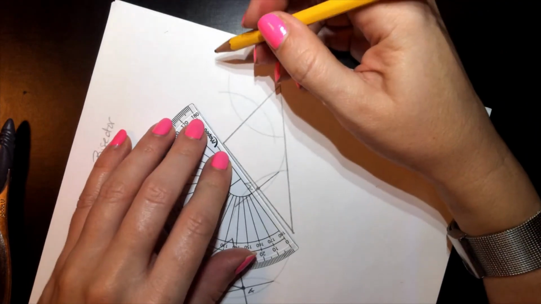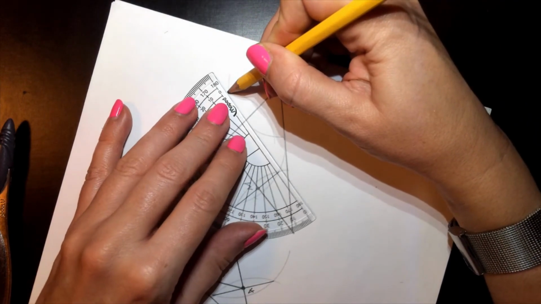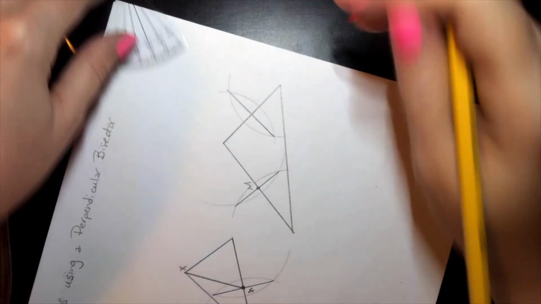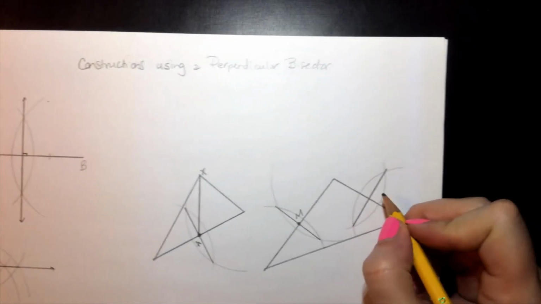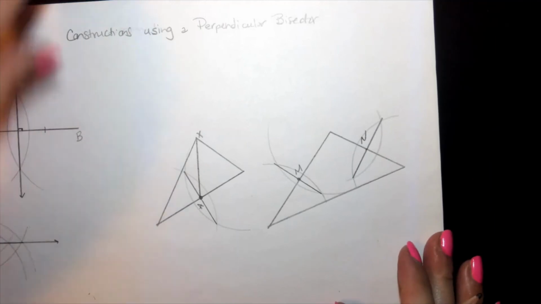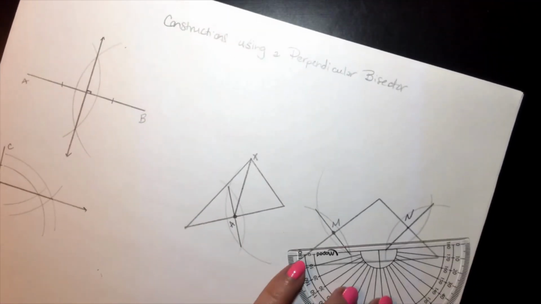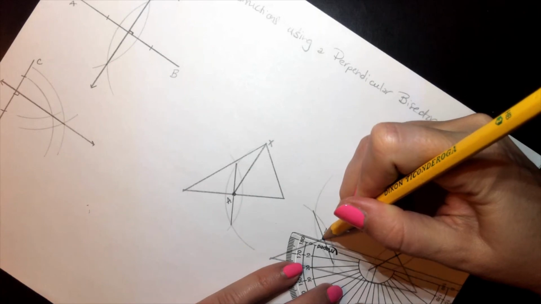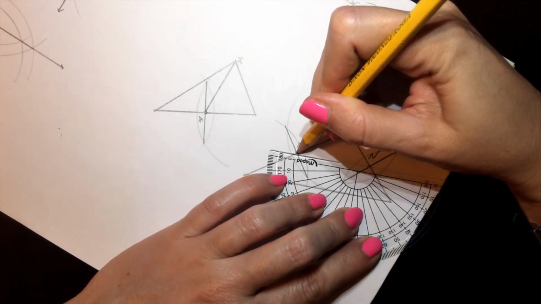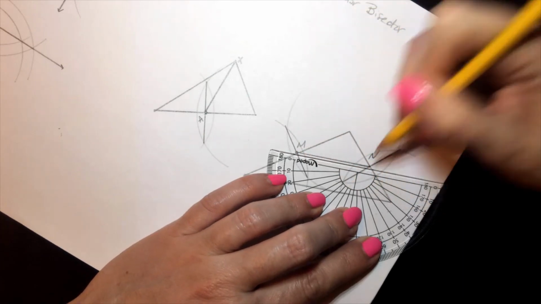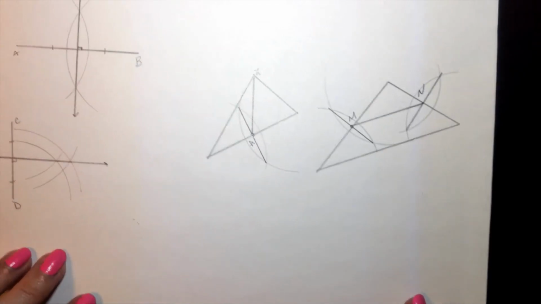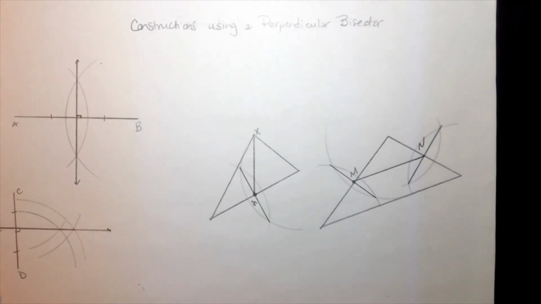So now I can connect those to find the midpoint of the side. I'm going to label that midpoint N. Now that I have two midpoints, I can connect them to make the midsegment of the triangle. So segment MN is a midsegment of that triangle.